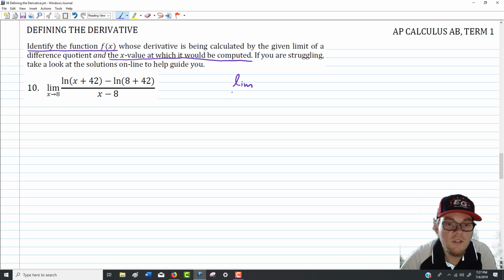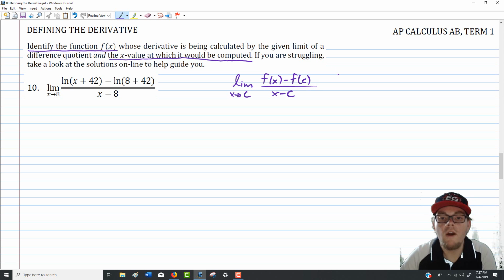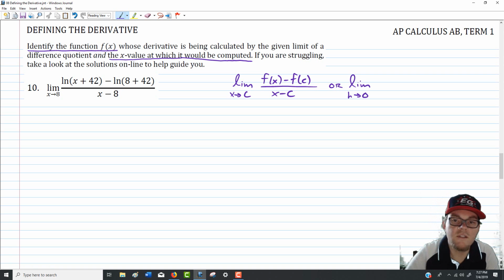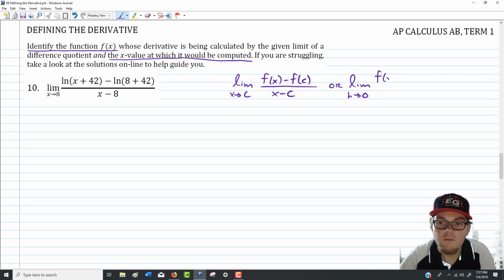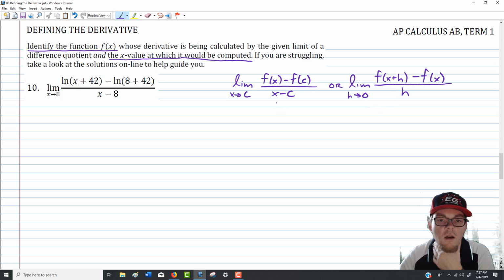So you've got to remember the two definitions of the derivative. We have the alternate one, the limit as x goes to c, of f of x minus f of c, all over x minus c. Or you've got the traditional definition of the derivative, which is when that horizontal distance between points shrinks to 0. And in this one, the difference quotient is f of x plus h minus f of x, all over h. So we want to first figure out which one of these we have, because that's going to help us find f of x, because f of x falls in two different places each time, and the c value might fall in a different spot as well.